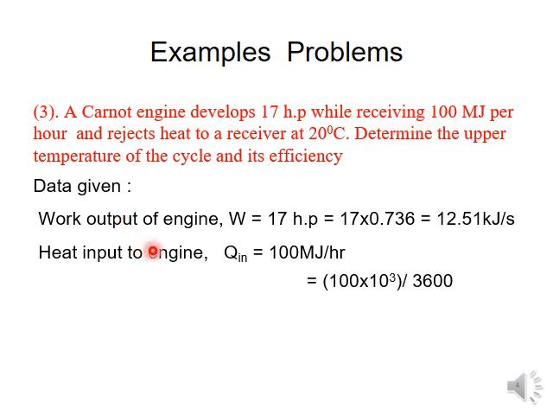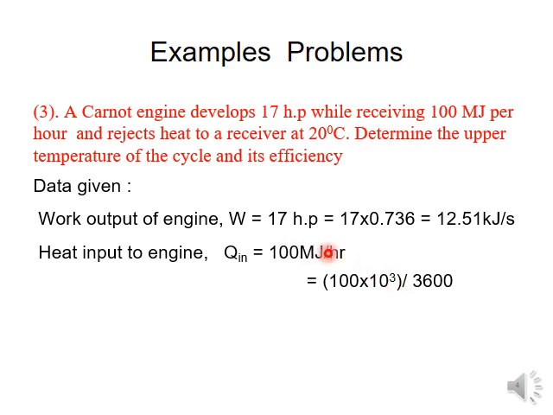The heat input to the engine means heat supplied, heat in, or Q1. So I am writing Q in as 100 megajoule per hour. I am converting it into kilojoule per hour because the work is represented in kilojoule per second. In terms of joule per hour, you simply write 10 power 6, but I am putting it in kilojoules, which means 10 power 3, per hour.